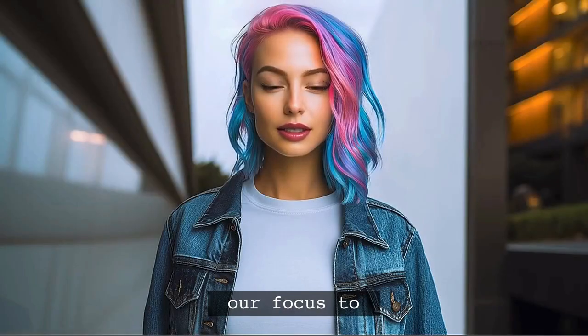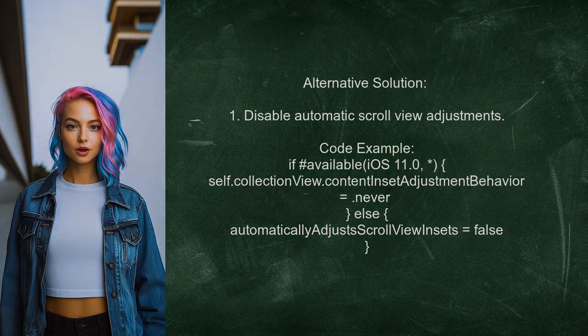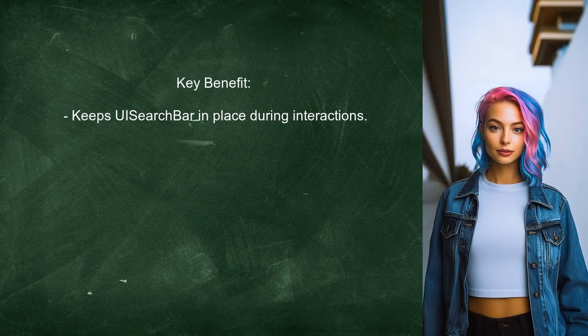Now, let's shift our focus to a different response. An alternative solution comes from a user who faced a similar issue with UISearchBar in a UIViewController. They found that the default behavior of the OS adjusts the scroll view automatically when scrolling. To fix this, they suggest disabling this behavior in your view setup function, either in viewDidLoad or viewWillAppear. This approach ensures that the UISearchBar remains in the desired position without moving unexpectedly during user interactions.